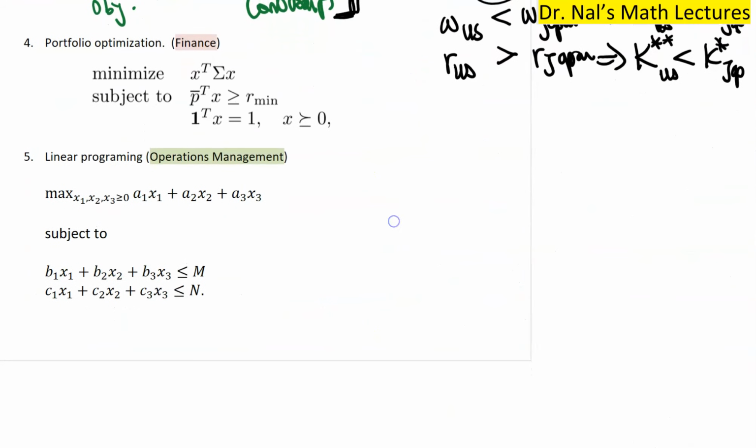So another example. Our next example is from the discipline of finance. In finance, this is the standard portfolio optimization problem. Here we try to minimize risk subject to a certain return.